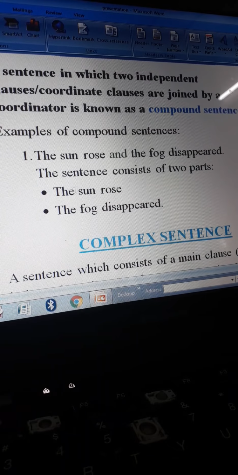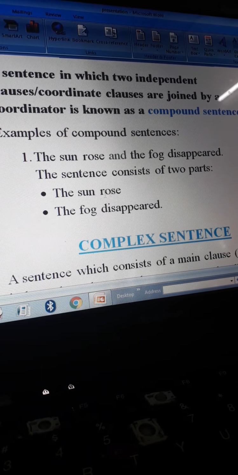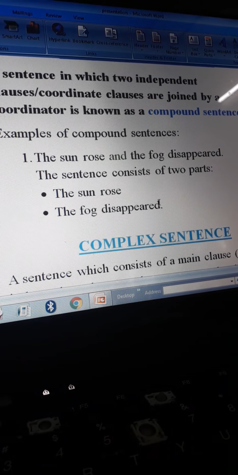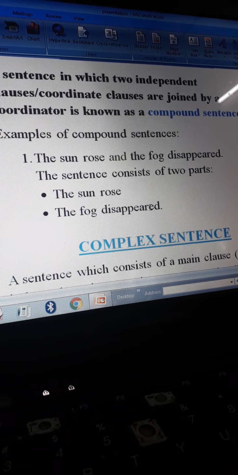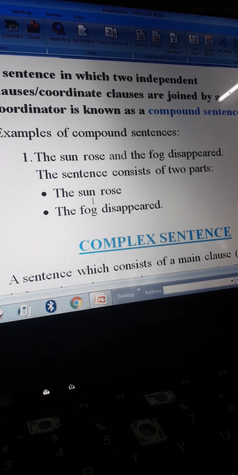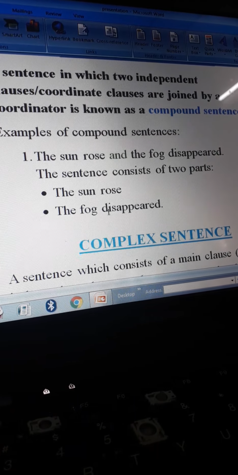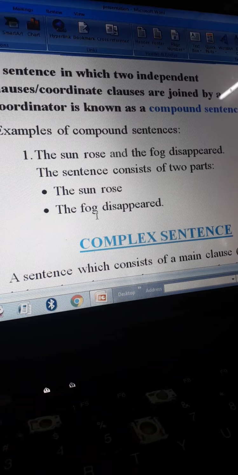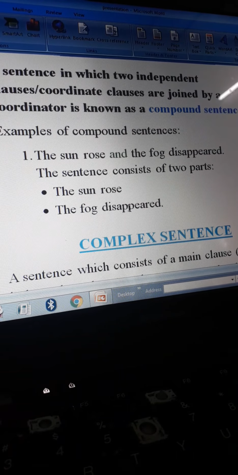The sun rose is a complete sentence and it makes sense, right? The fog disappeared is also a complete sentence and stands on its own. It does not require the help of the other part to complete its meaning, right? So in short, I would like to tell you that these are independent clauses. The sun rose, the fog disappeared are independent clauses.